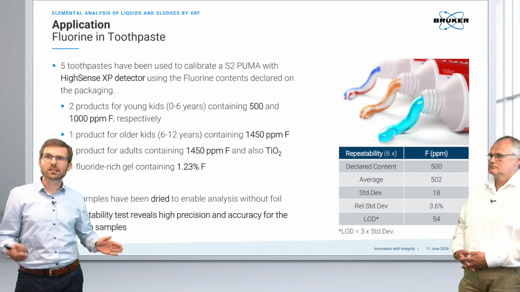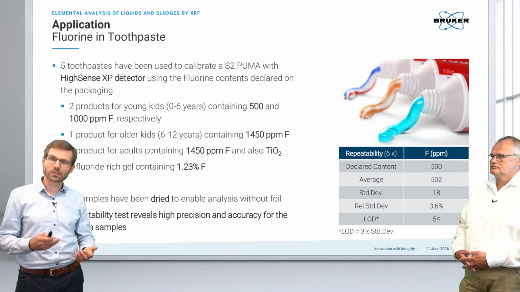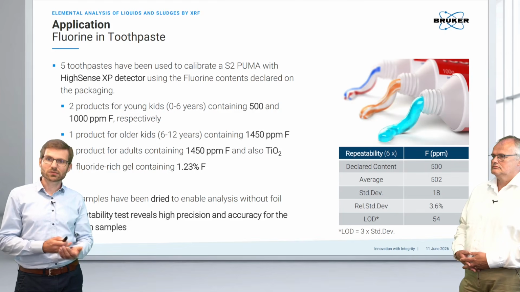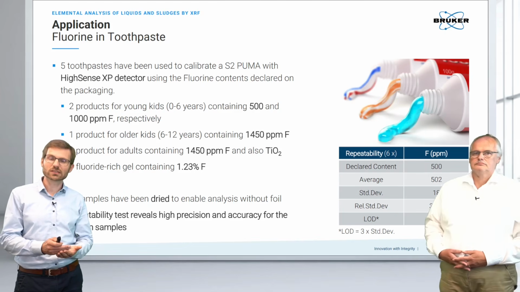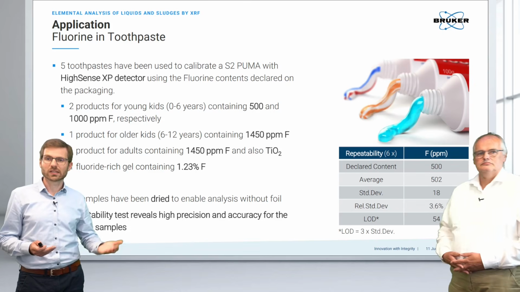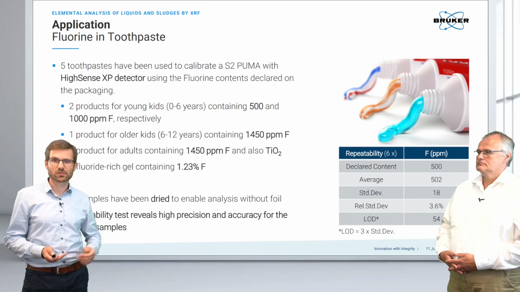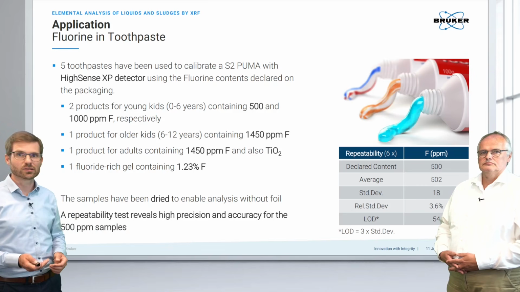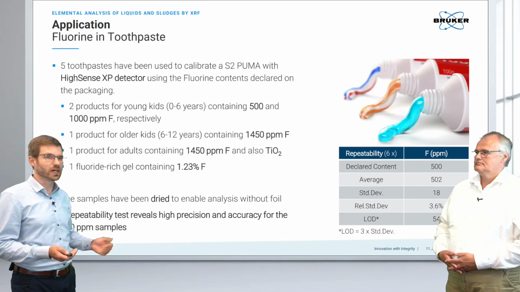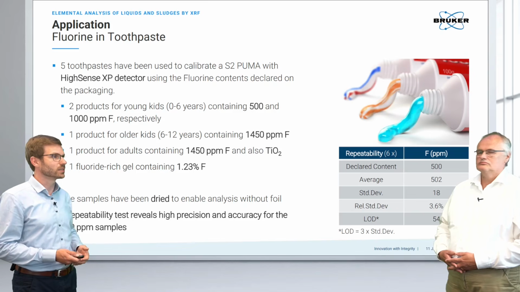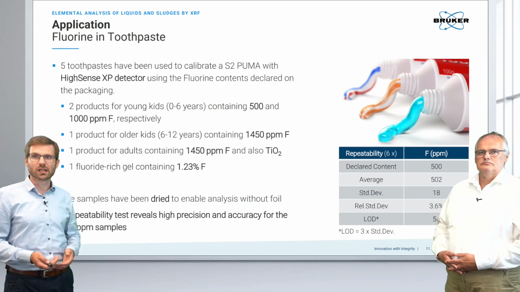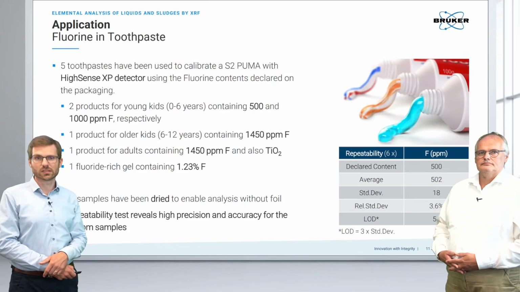And here you have to take care about the sample preparation a bit more. One option is to use a little cup and smear it inside, then dry it, then flip it upside down and measure the material. This is what we've done here. Again, on an energy dispersive system, and with the high-sense XP detector, we really get low detection limits even for fluorine in toothpaste.